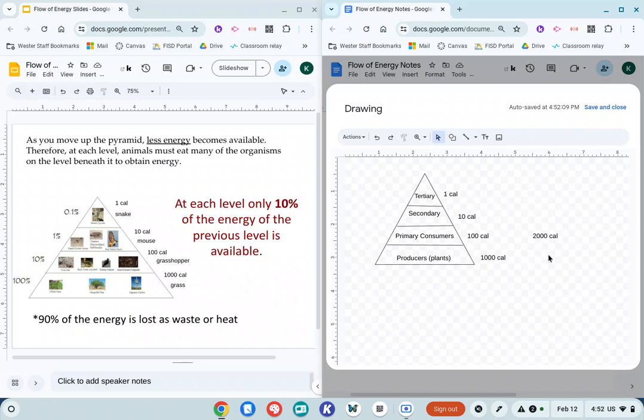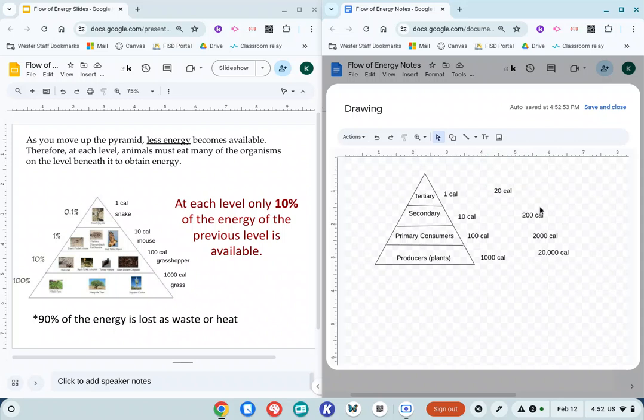So if we're moving our way down, we're going to add a 0. So right below, at the producer level, in order to support 2,000 calories of primary consumer, we would need 20,000 calories of producer. And then going on the opposite spectrum of that, if we're talking about 10% of the energy going to the level above it, we would have 200 calories at the secondary level. And then finally, we would have 20 calories at the tertiary level.